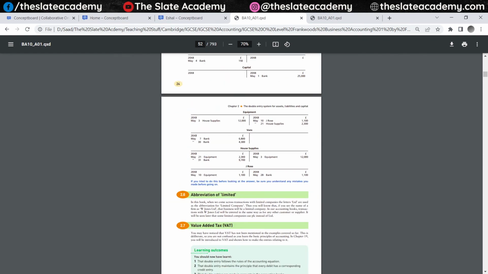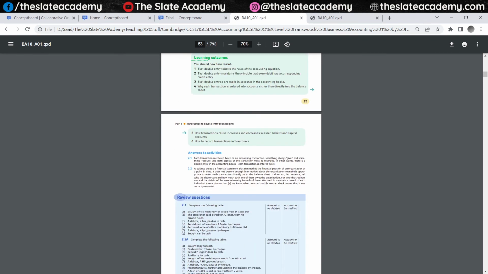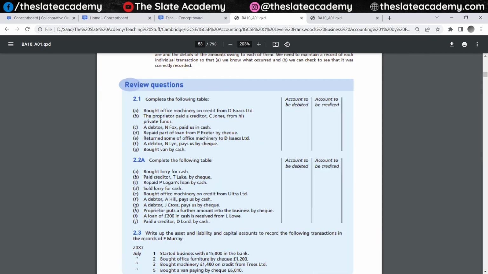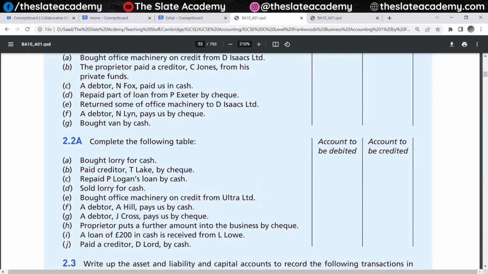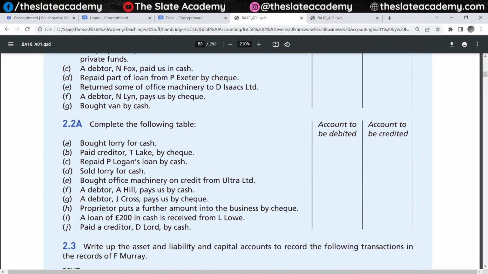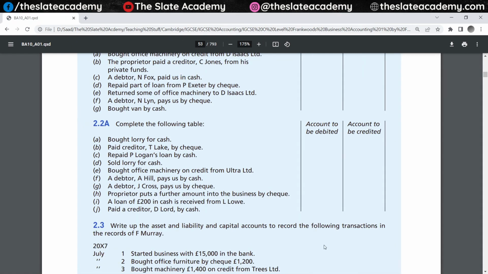Let's quickly do an exercise. Which one shall we do? We'll do 2.2a right now. Take a few minutes and note down your answers for 2.2a. Which account will be debited, which account will be credited, and we'll soon match these answers. All right? Okay. Bought lorry for cash.